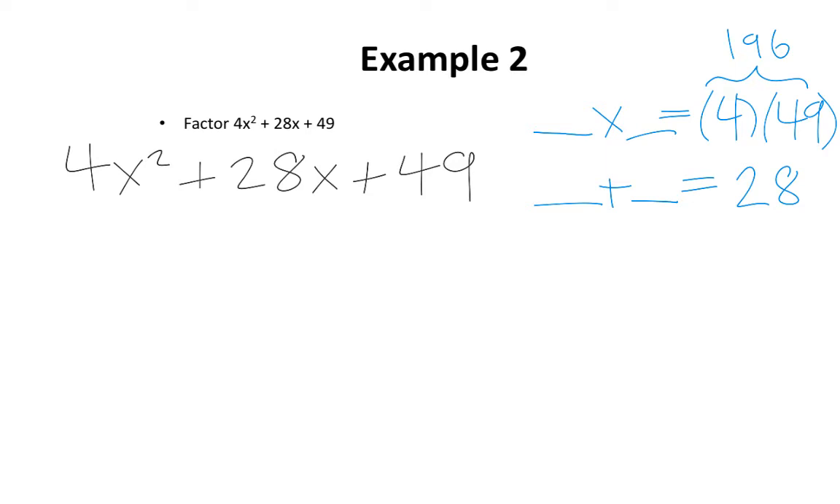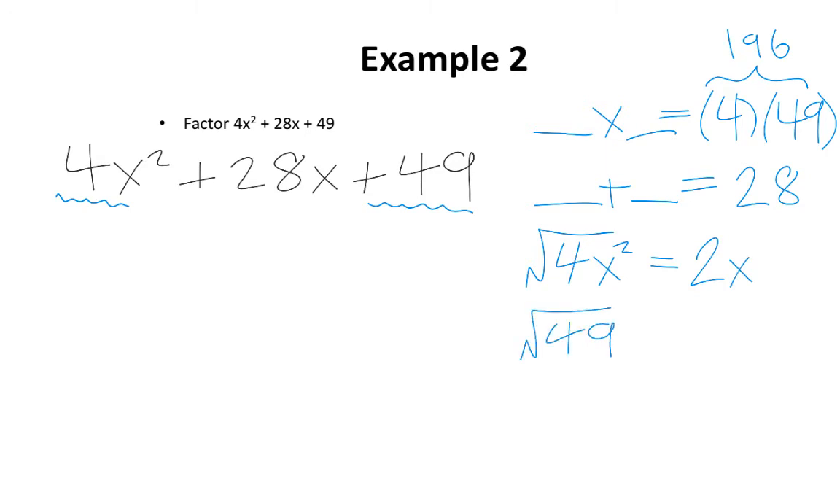What we're going to do now is we want to look at the first term, and we want to look at the last term. So you want to try to square root that first term, and you will get 2x. Next, I'm going to try and square root my last term, and that becomes 7. And let's just double check to see if our suspicion is correct.